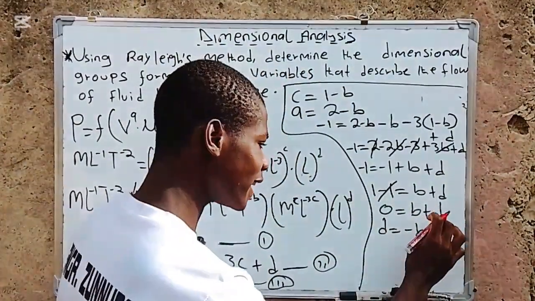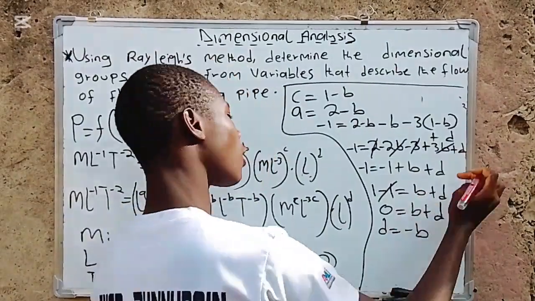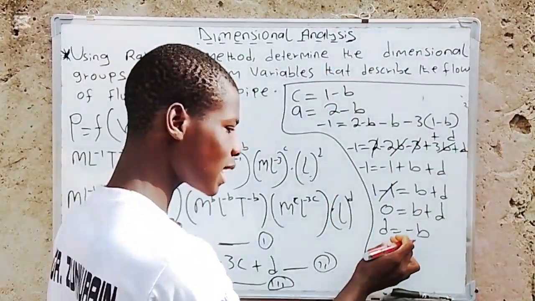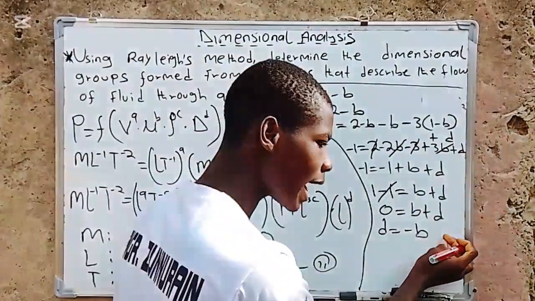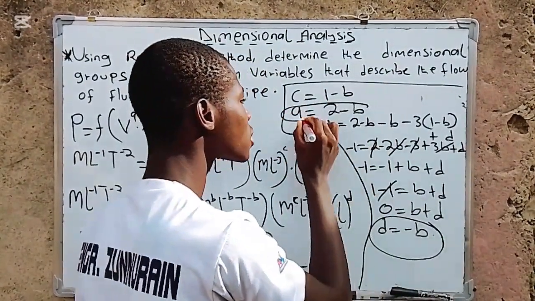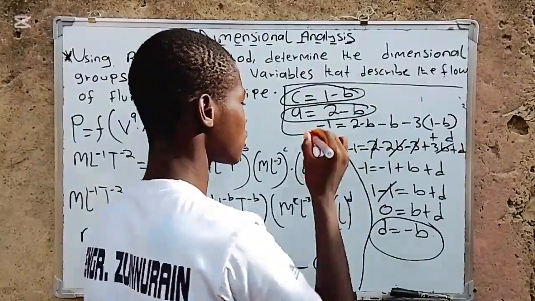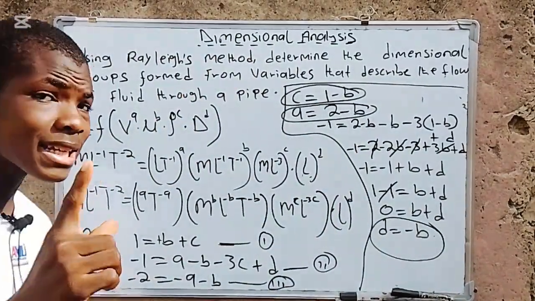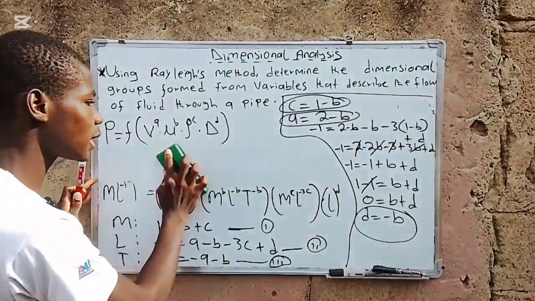So therefore I keep d down, but the b crosses the equal sign, and it is the same thing as saying d is equal to negative b. So this is the solution. The next thing is that, let me clean this.